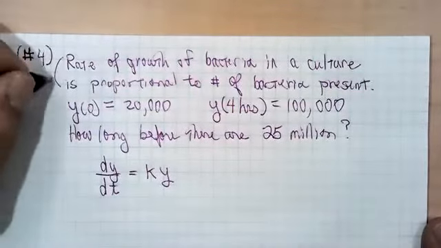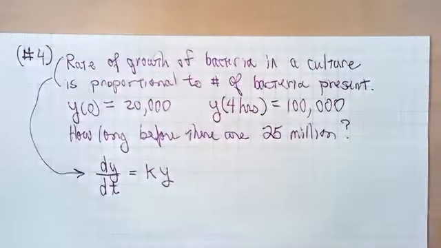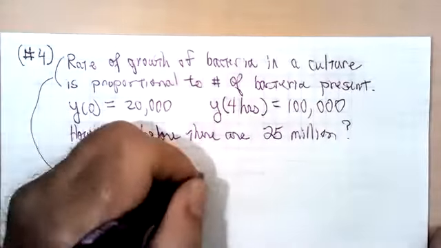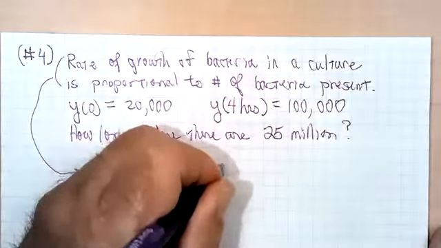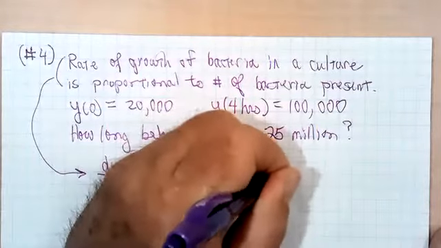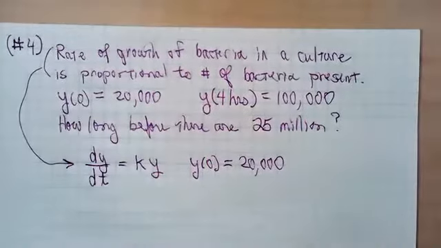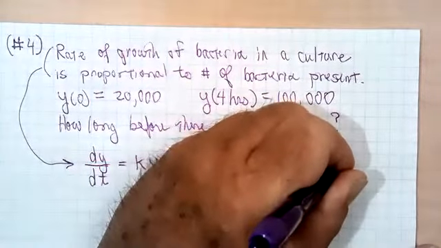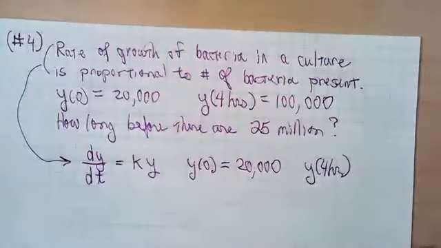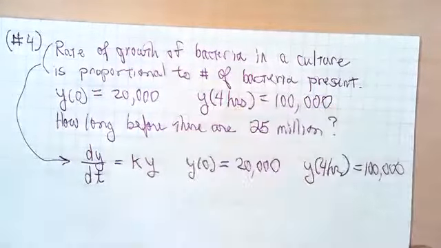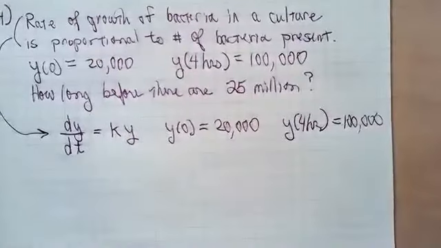This sentence gives us that differential equation. We're also given some boundary conditions. When we start measuring, we think there are about 20,000 bacteria in the culture, and 4 hours later, there are 100,000. And our question is, when will it hit 25 million?